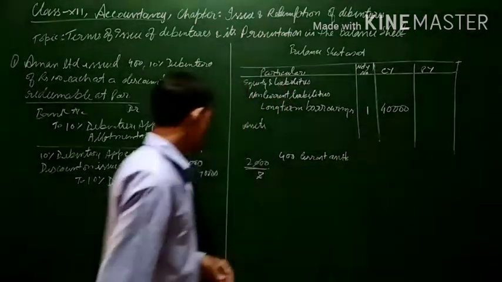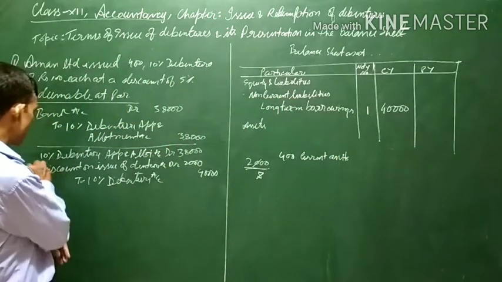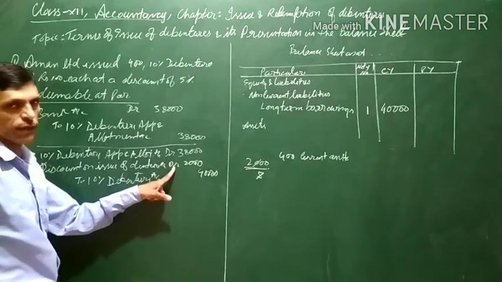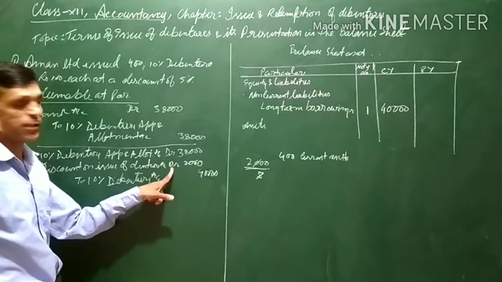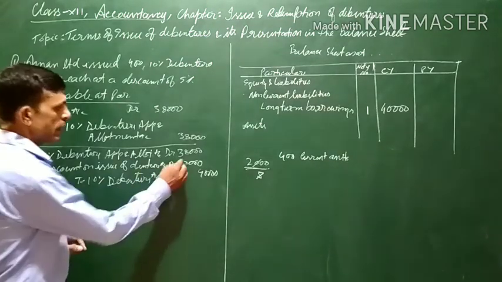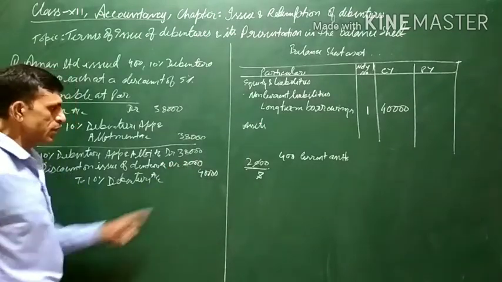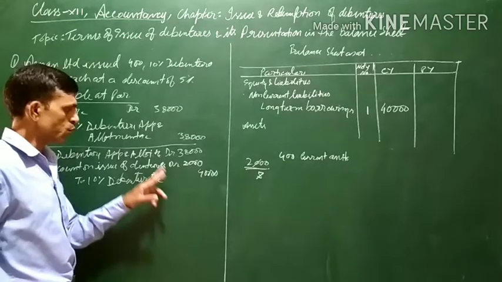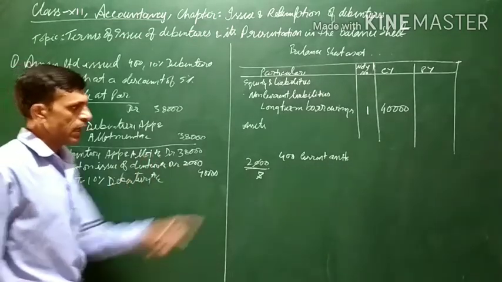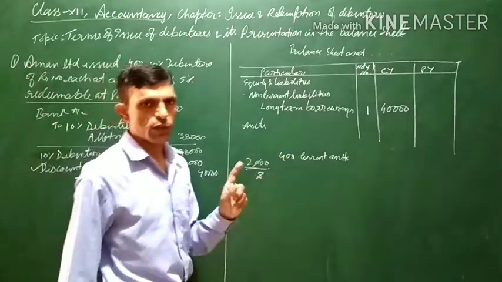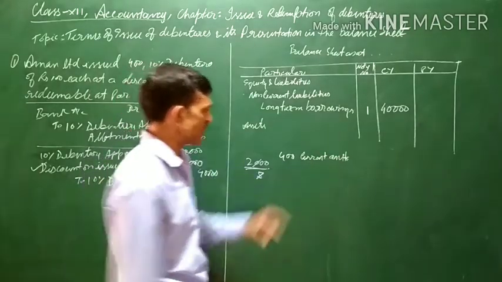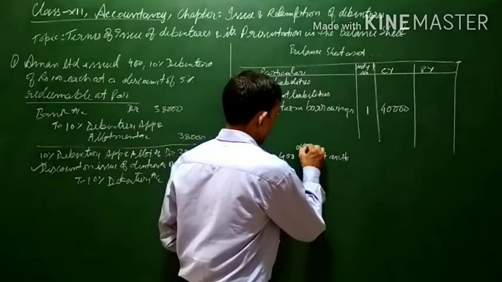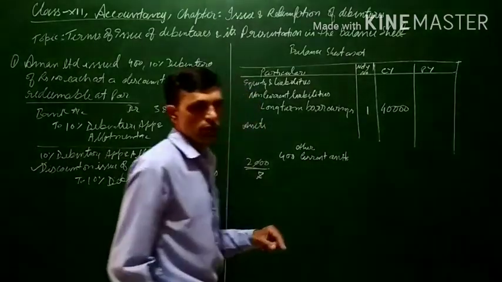Current assets. As you can say, assets have debit balances. So discount on issue of debenture will also have a debit balance, because you can see here it is being debited. As you know, assets have debit balances, so this will be treated as an asset, and the 400 which will be written off during the current year will be treated as current asset, or better, other current assets.